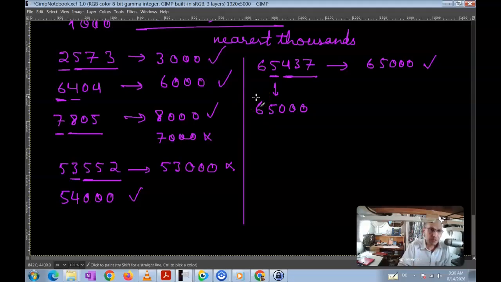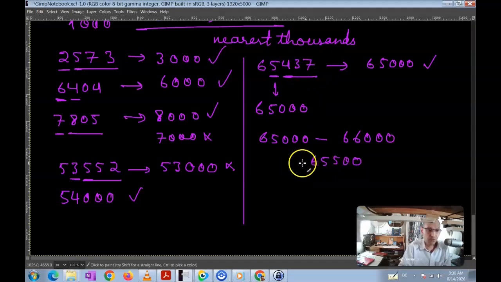Although in all of these cases you can just simply say that, for example, 65,437 is a number between a 65,000 and a 66,000, right? Between these two numbers you have 65,500, and then 437 is before 500, so that means that this number is much closer to a 65,000, and so then you would round this to a 65,000, which is the correct answer.